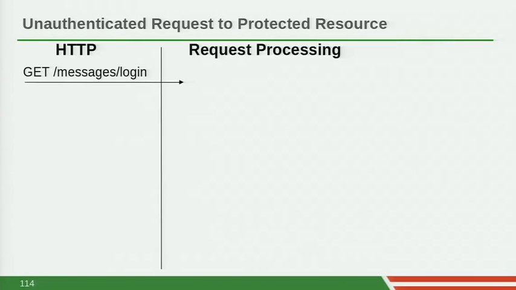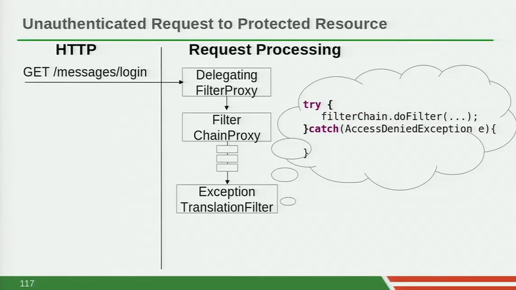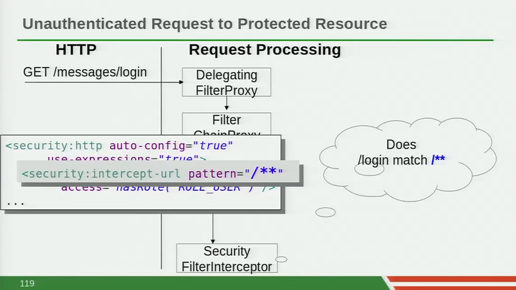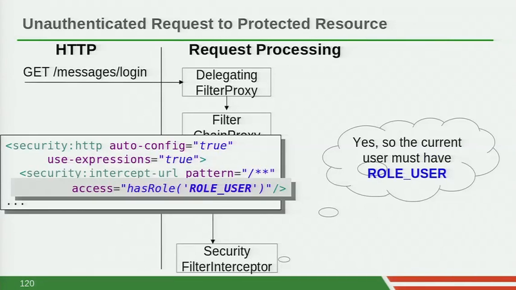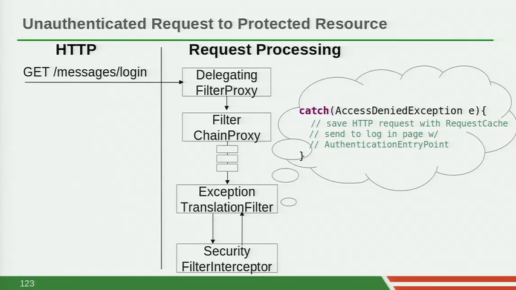The other thing is now we're requesting the login page, the /login URL. And the exception translation filter sees it and it tries and catches it. Can anyone guess what's going to happen? Does anyone know what's going to happen? Yes, very good. It's going to do a loop. So the security filter interceptor will say, does /login match /**? Yes, it does. So the user must have role user. And the user's not logged in, no one's logged in, so we're throwing an access denied exception.